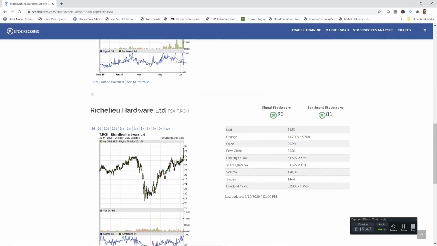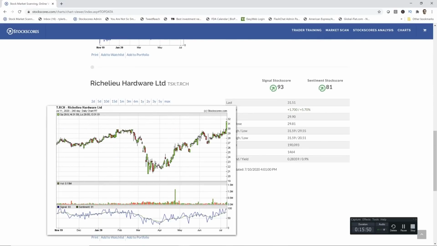And the final chart we're going to look at is Richelieu Hardware, T.RCH. And let's start with our inflection point lows. We've got rising bottoms. We've got a line of resistance here. This is called a cup and handle pattern. Here's the cup. Here's the handle where you've got low volatility on the right, and we're breaking out. Weakness, no abnormal volume. That's not good.